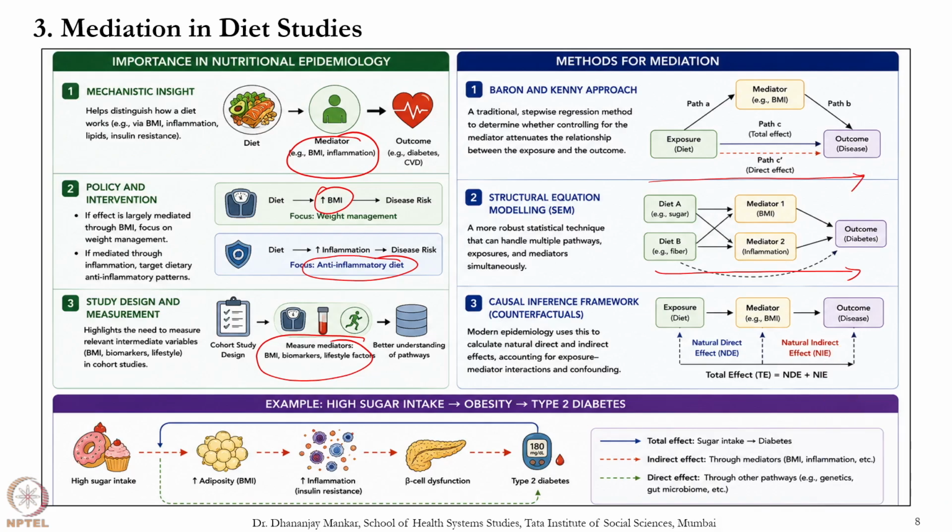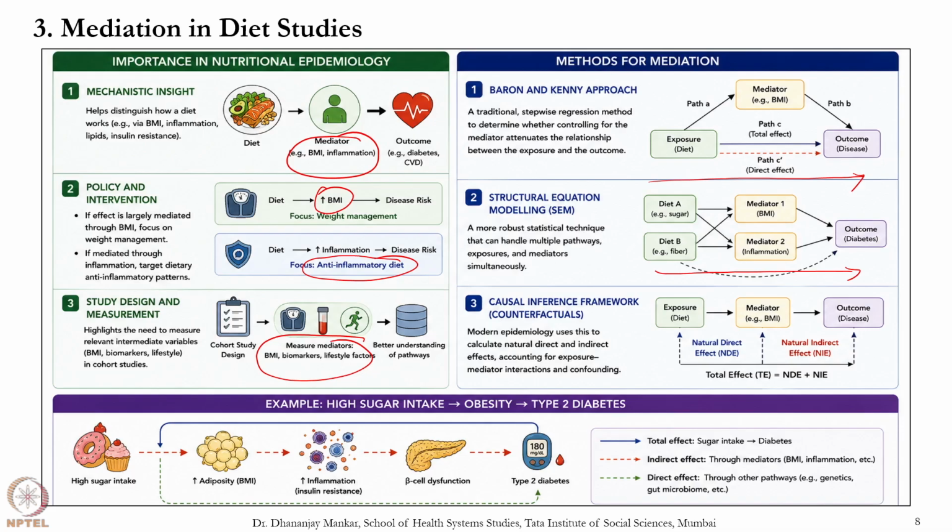The causal inference framework is a modern epidemiological framework which is being used to calculate natural direct and indirect effects, accounting for exposure-mediator interactions and confounding. So total effect is equal to NDE plus NIE, natural direct effect plus natural indirect effect. Okay.